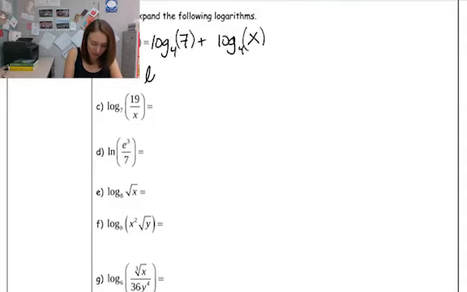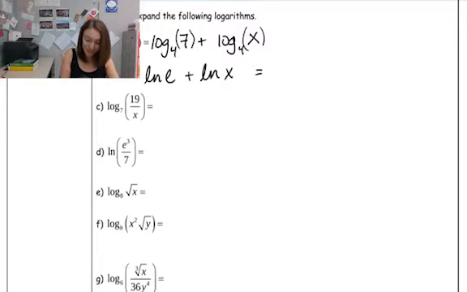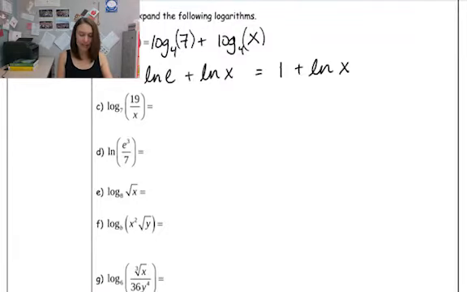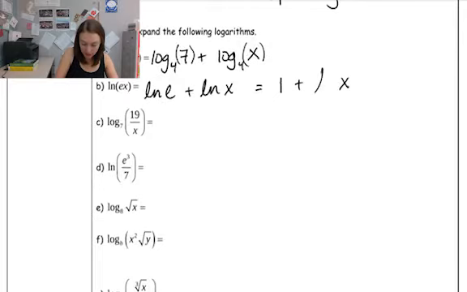Part B, we have the ln of e plus the ln of x. Now this actually can simplify. So the ln of e equals 1. So sometimes we can simplify these a little bit more than just simply expanding the logs. So I get 1 plus the ln of x, but I want to see both of those steps so I can see your thought process.